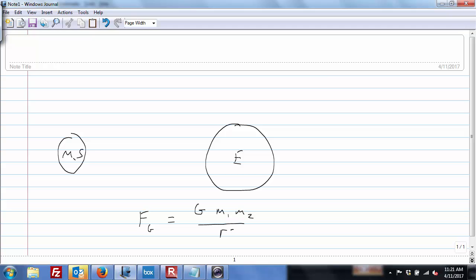So here's, let's just say this could be the moon or the sun. Doesn't really matter which one it is. And here is the Earth. So Newton's law says the force of gravity equals the gravitational constant times m1 m2 over r squared. So this is r, the distance between the two, and this is what's classically known as an inverse square law.